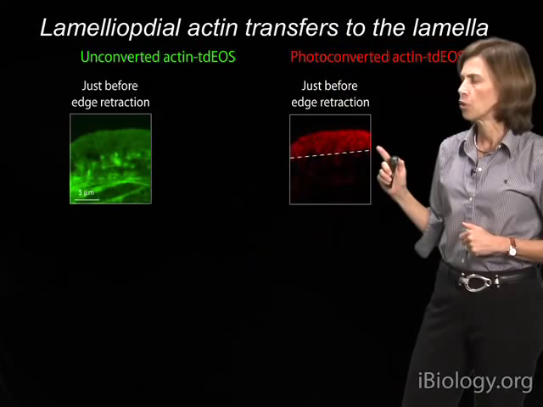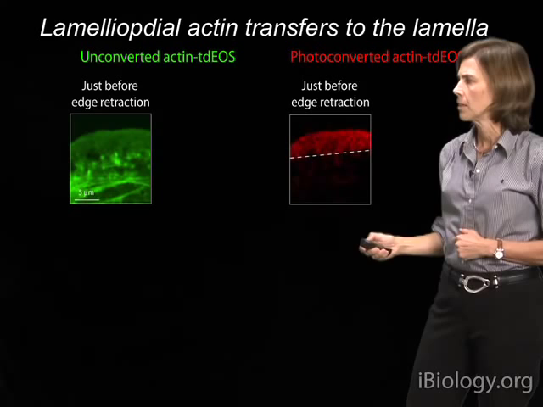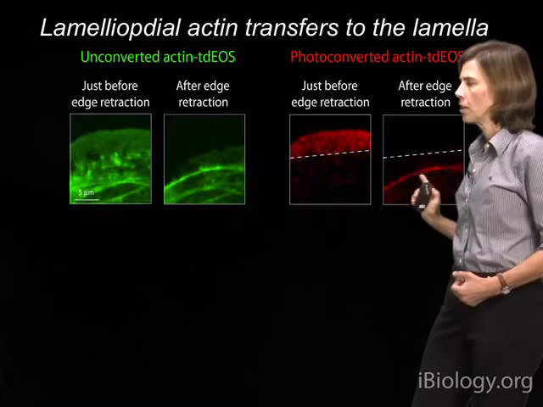Here is where these molecules are just before photoconversion, and in this region here, we photoconvert this lamellipodial pool of actin. If you then watch what happens 3 minutes later, you can see that this pool of molecules now moves down into this region here that's defined by this bundle of actin.